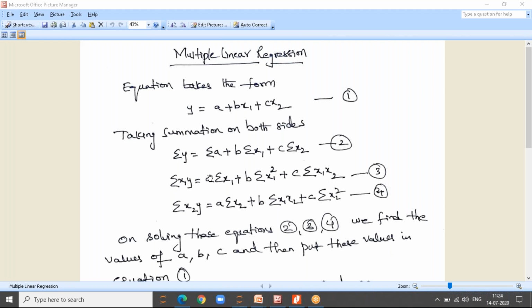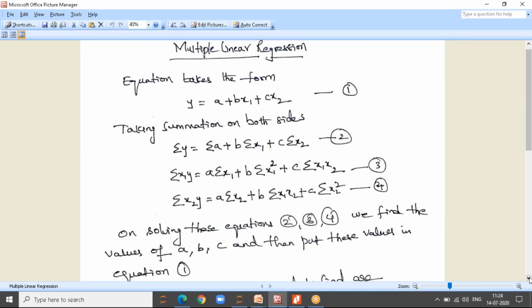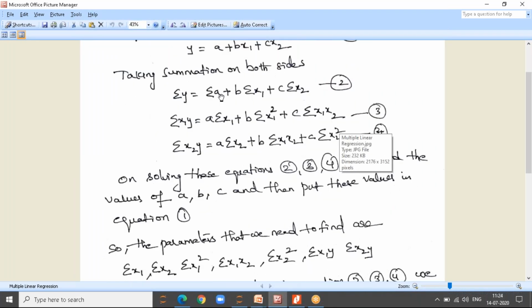In the same manner, go for x2. When I multiply the same equation with x2, I get a into sigma x2 plus b into sigma x1x2 plus c into sigma x2 square. So now I have got these normalized equations. My intention is to find the values of a, b, c. In order to find the values of a, b, c, I need to solve these three equations.